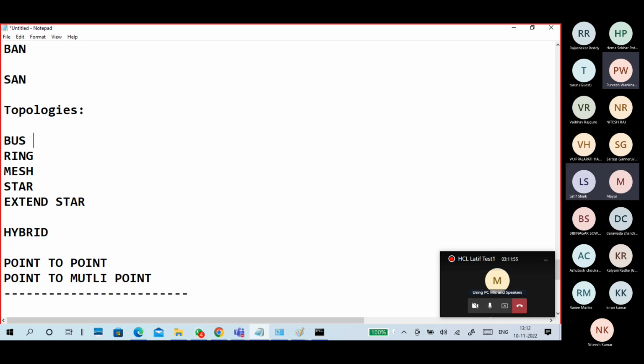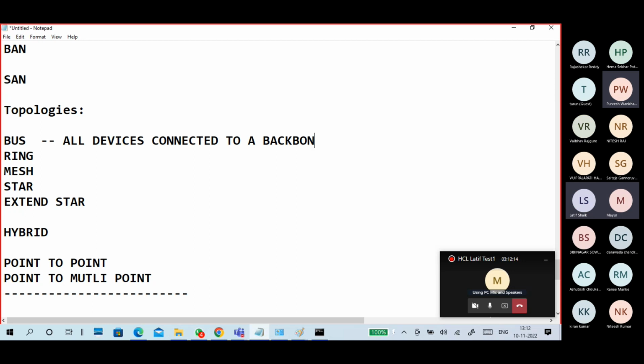Bus is based on a backbone wire. All devices are connected to a backbone wire. It's like a coaxial type connection. Cables are there, guys. Please go through cables also.